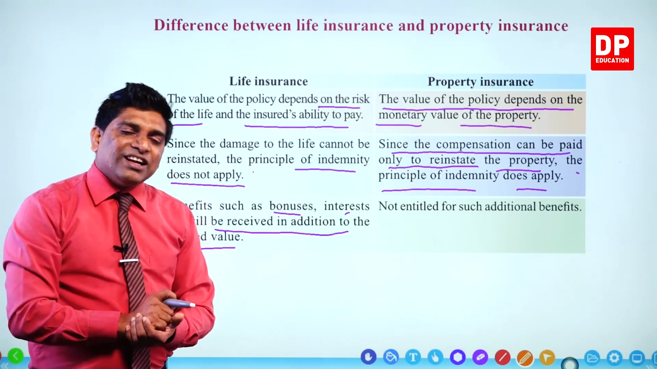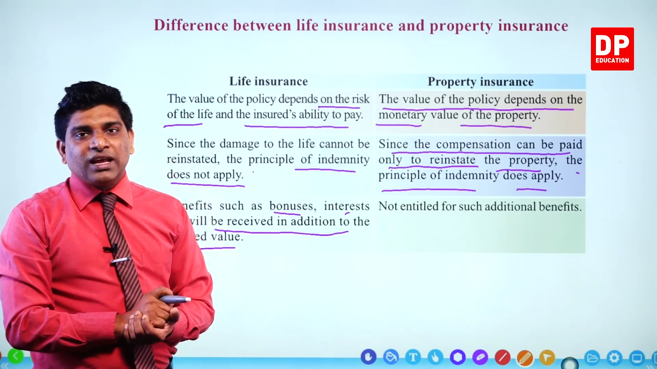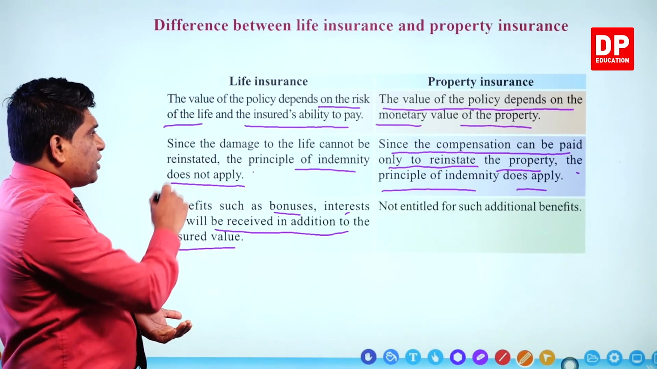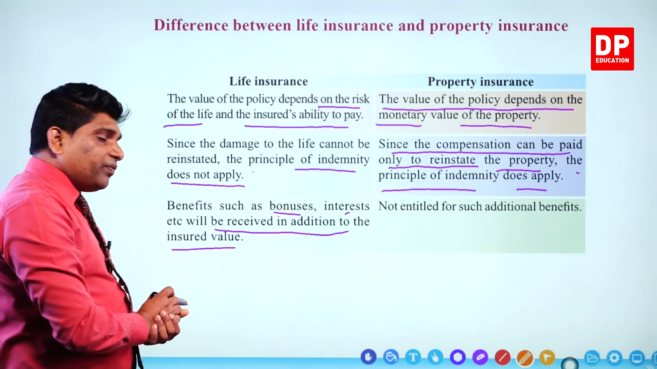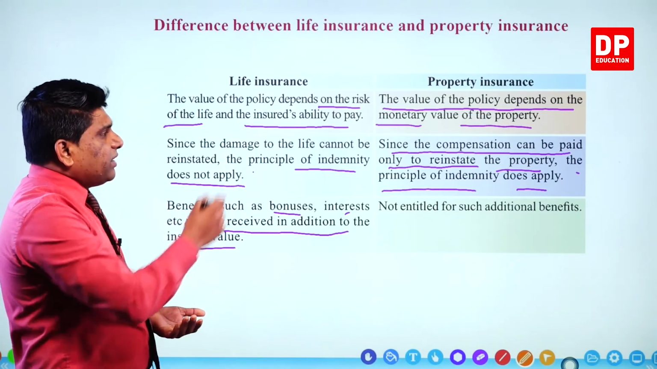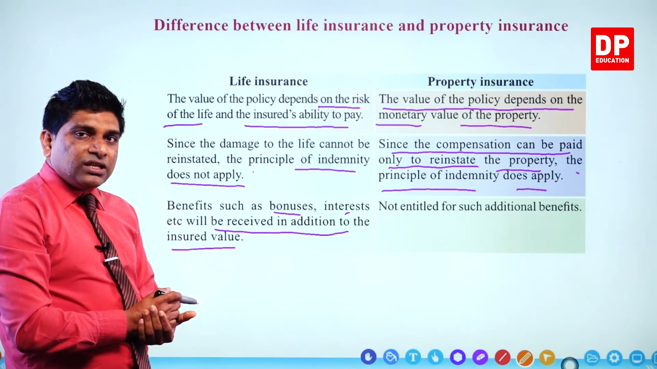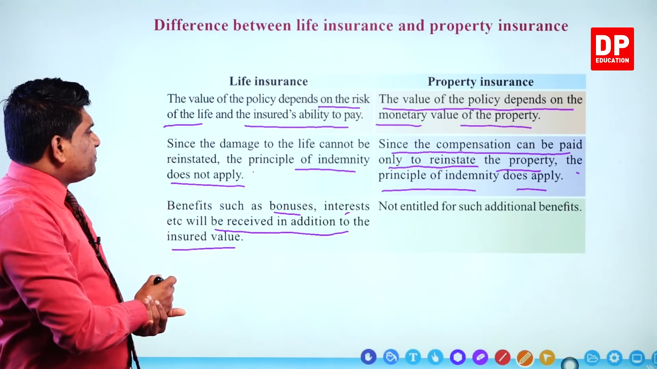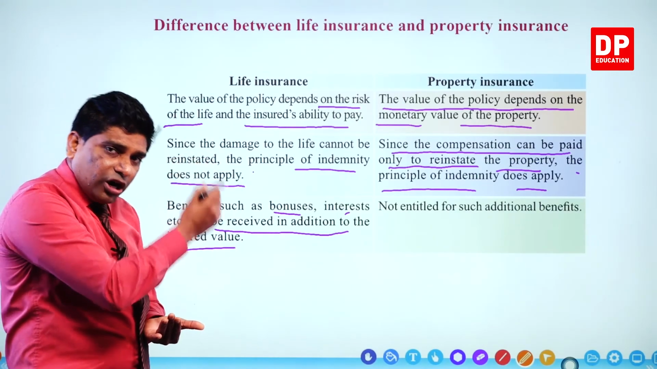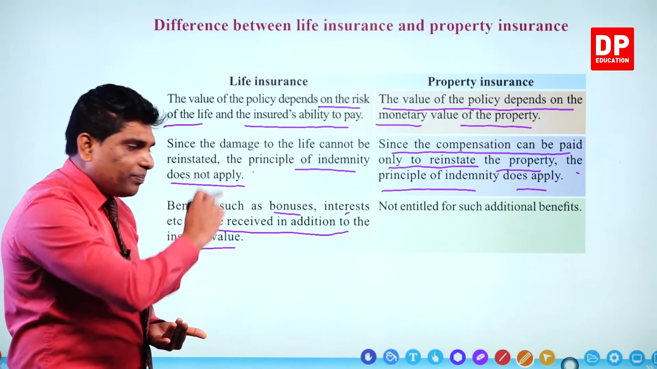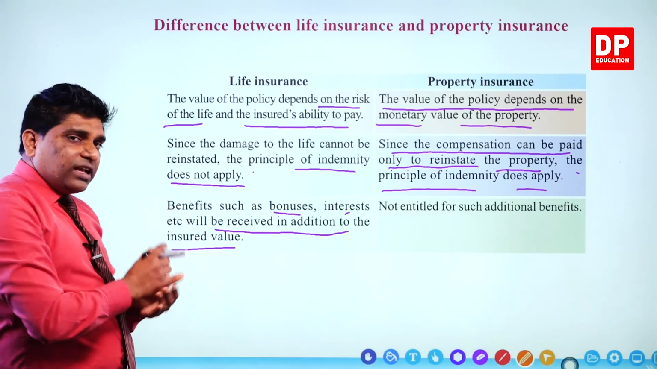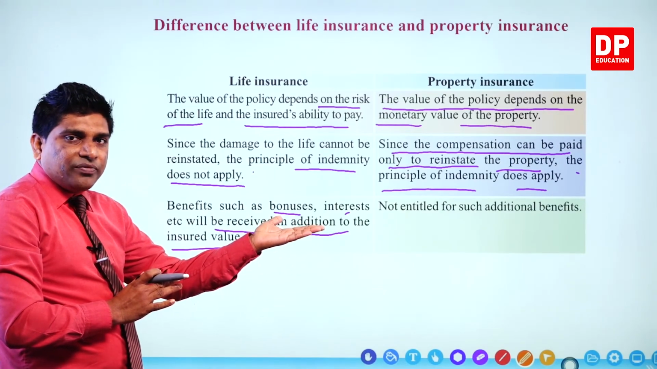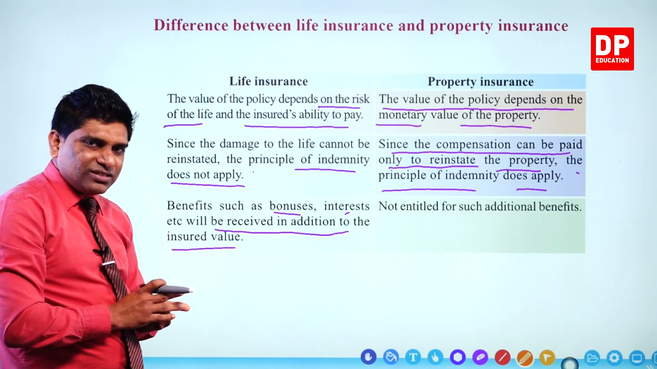So these are the differences between life insurance and property insurance. What are they? First, the value of the policy depends on the income of the insured, but on the other side, the value of the policy depends on the value of the property, right? Then here the indemnity concept is not applied, there the indemnity concept is applied. Here extra benefits can be obtained, but there are no such benefits under property insurance.